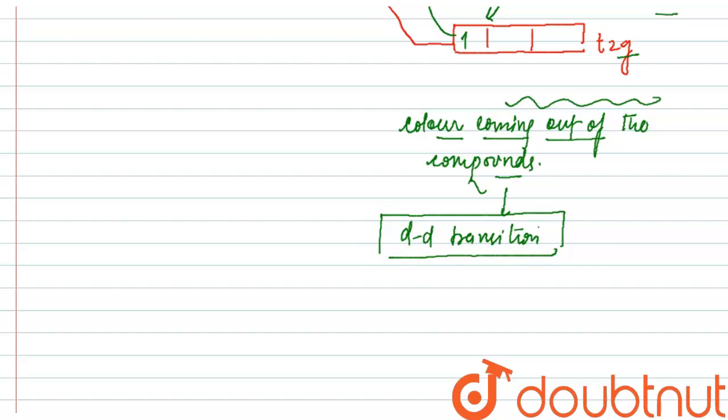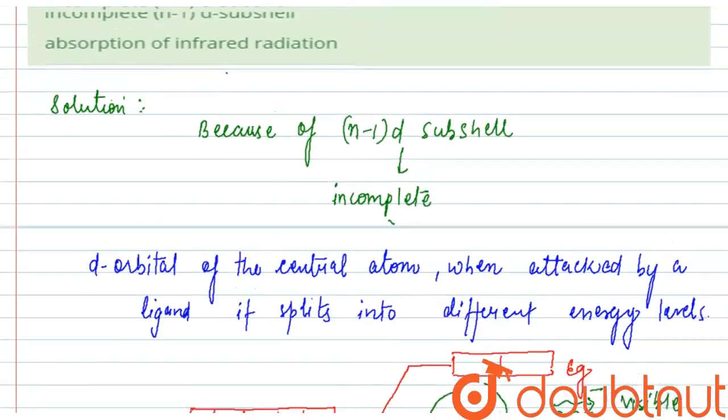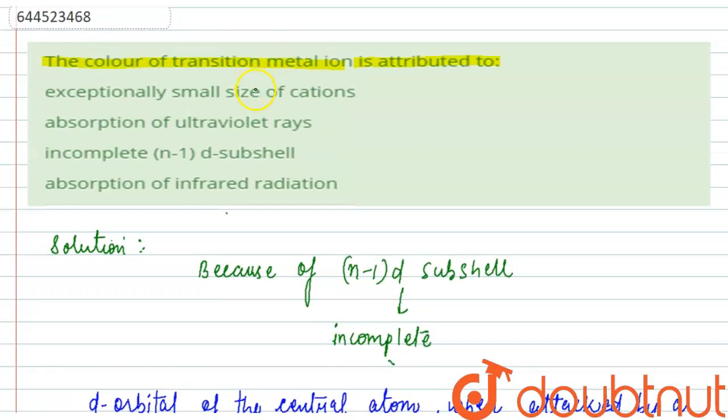I have repeated it 2 times for you to understand it better. So this is the main reason why we get color coming out of transition metal ions. Let us observe all the options that we have. Exceptionally small size of cation is not the correct one. Absorption of ultraviolet ray is again incorrect. Incomplete N-1 d subshell is something that we are interested in, and the last one, absorption of infrared radiation, is incorrect.